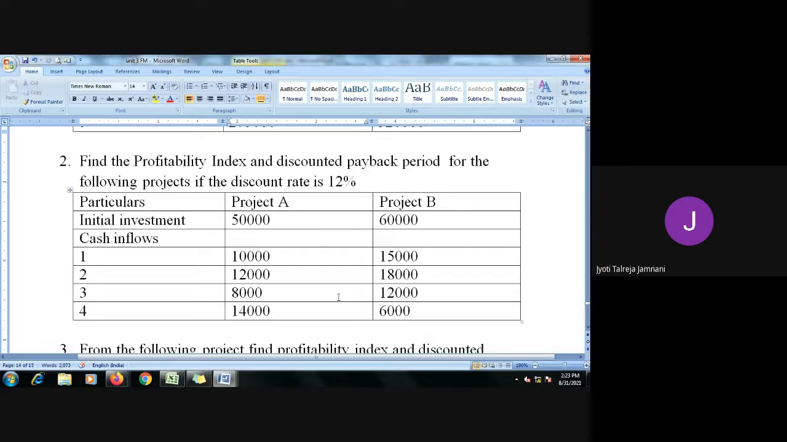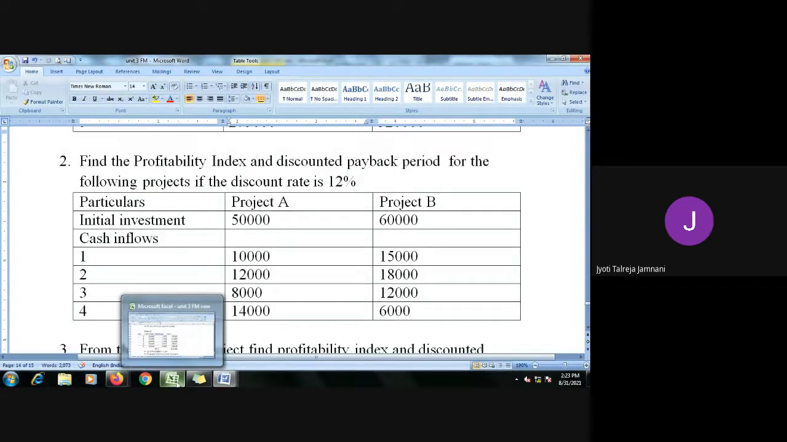Okay, let us go to the next sum now. The second sum also talks about profitability index as well as discounted payback period. So two methods are asked here. Discounted payback period is another method of discounting techniques. In this question, both are asked, so I'll teach you both together. So profitability index will solve first.